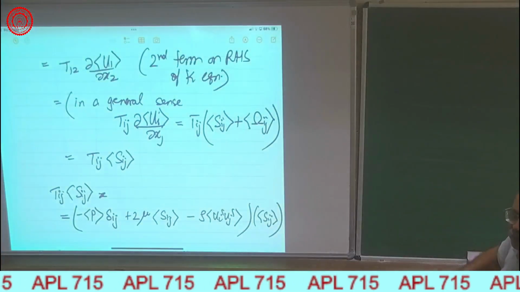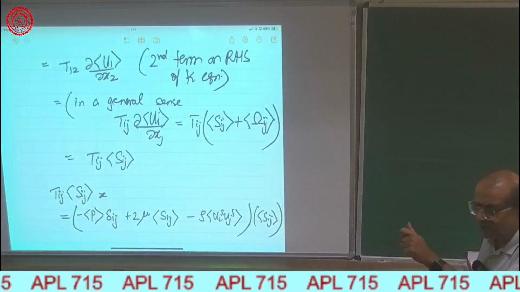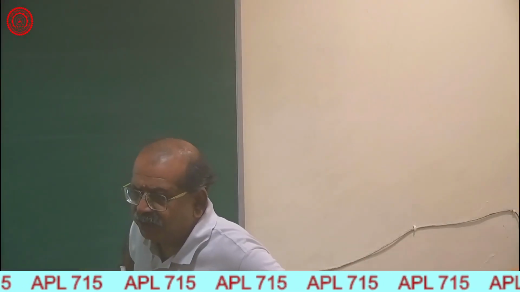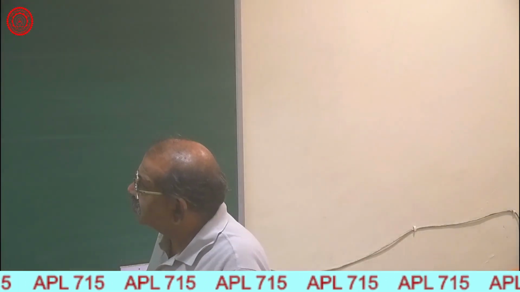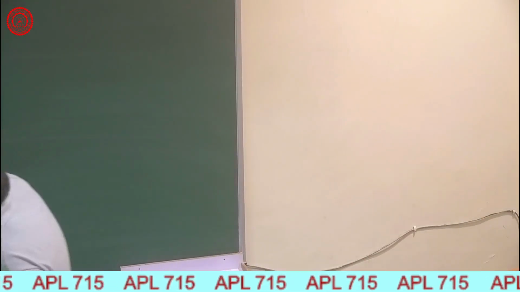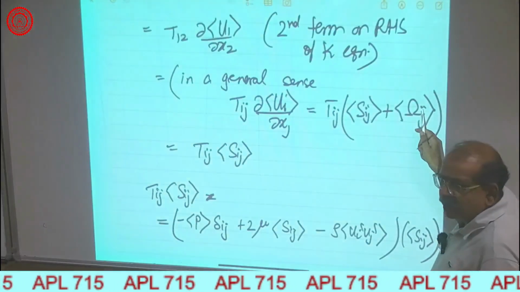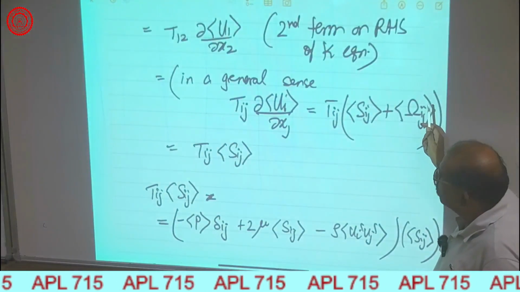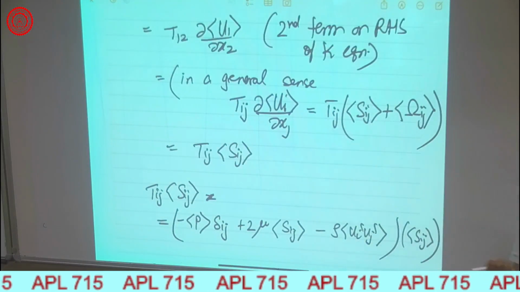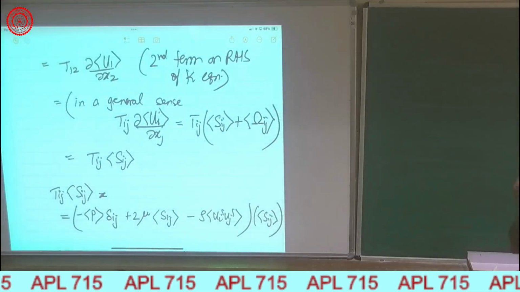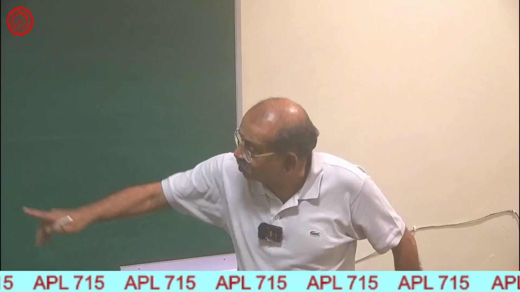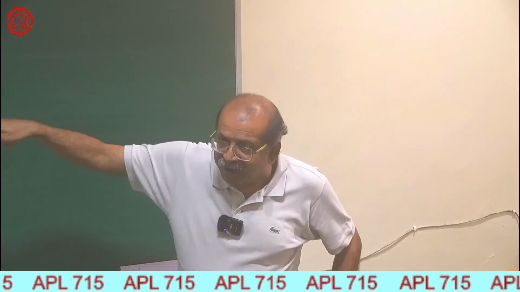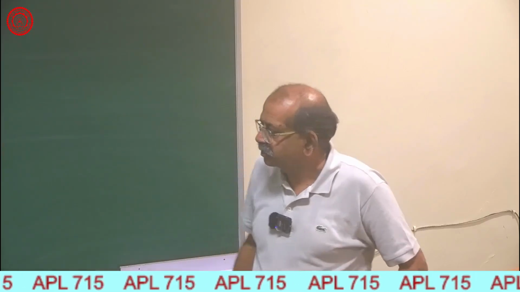Mean of omega ij is not 0. Tij mean of omega ij is 0, because Tij is symmetric and omega ij is antisymmetric. So by itself omega ij is not 0, but in this case, obviously the mean is not 0 because du1 by dx2 is not 0. So you're right, but overall when you contract it with Tij, it will become 0.